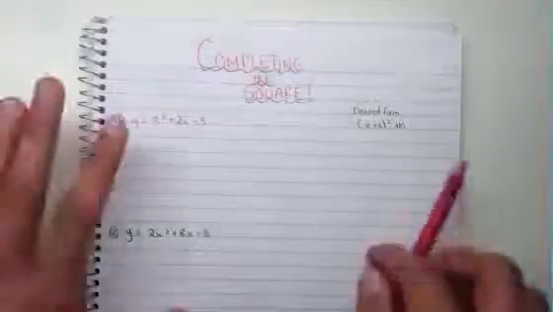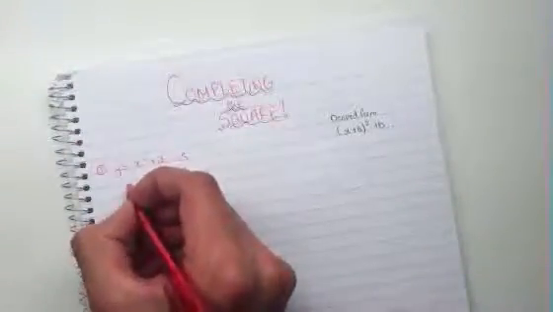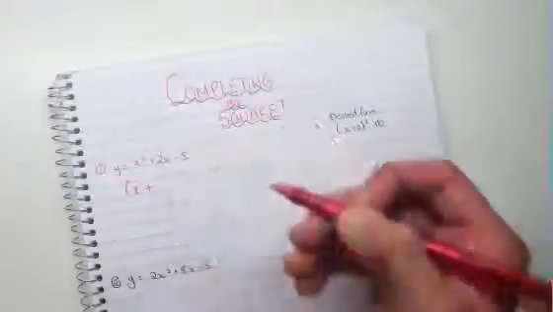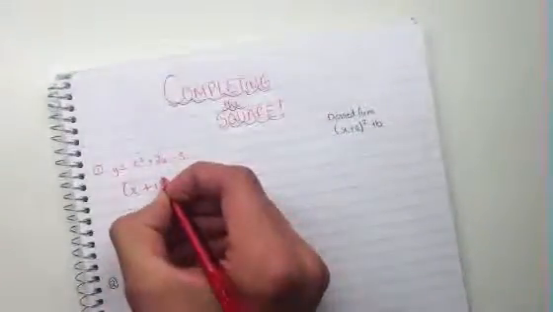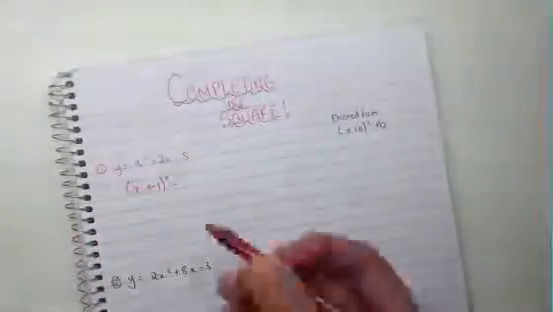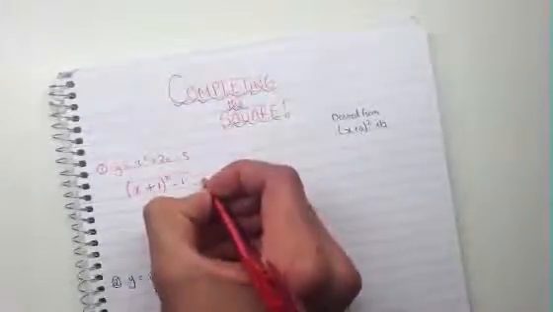To start off, we just focus on the first two terms, so the x squared plus 2x. We make a bracket, put x in here, then put plus, and then we halve the coefficient in front of the x. So 2 divided by 2 is 1. We put the squared outside, and then we do minus the number that we just halved, squared. So 1 squared equals 1, so minus 1, and you simply bring the 5 down.